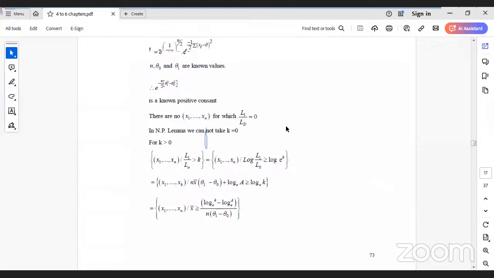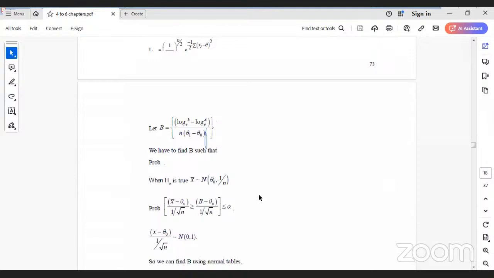For the Neyman-Pearson lemma we cannot take k naught; for k greater than 0 we are taking here x1, x2, x3, xn such that L1 by L0 is greater than k. So taking log, log L1 by L0 is greater than or equal to log e power k. So see here, n x bar (theta 1 minus theta 0) plus log e a is greater than or equal to log e k. Therefore x bar is greater than or equal to log e k minus log e a divided by n into (theta 1 minus theta 0).